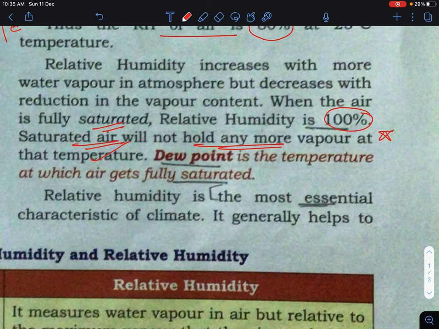Okay. And what is called the dew point? The dew point is the temperature at which air gets fully saturated. Okay.